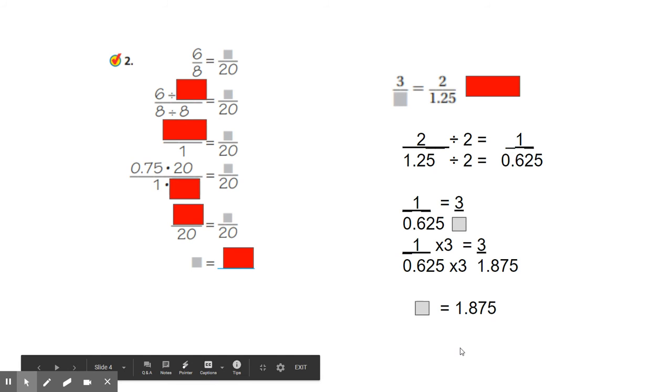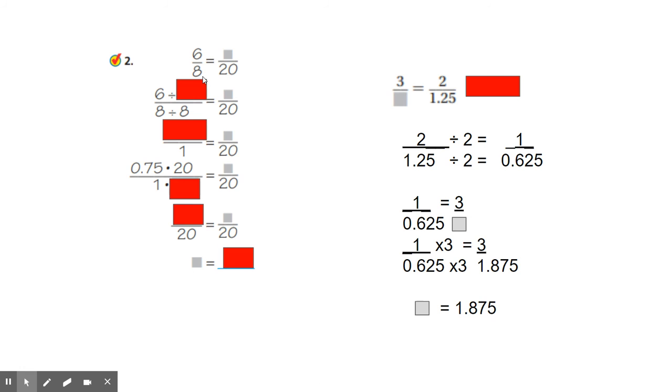So I wanted you to also see that we're not always going to be working with whole numbers. So in this case here, I could easily reduce the 6/8 down to 3/4, and then I could multiply the 4 times a 5 to get 20 and find out what that top number would be. But they did this a little differently. They did 6 divided by 8 and 8 divided by 8 and got a decimal instead, which we know 3 over 4, 3/4, is the same thing as 75 hundredths. But they did this in decimal form.